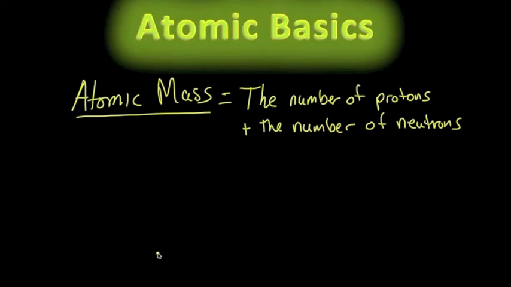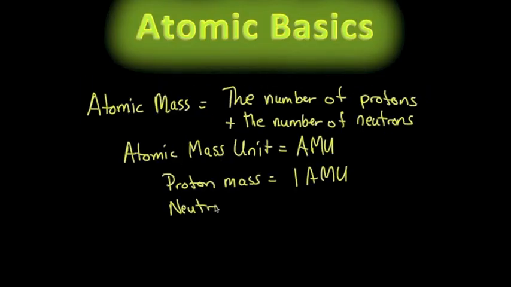Now, because protons and neutrons and electrons make up atoms, and atoms make up all matter, and matter has mass, that tells us that protons, neutrons, and electrons have mass. So what is the mass of a proton and a neutron? Well, it's so small that we don't measure it in grams. We actually measure it in what we call atomic mass units, or AMUs. A neutron also has a mass of 1 AMU.